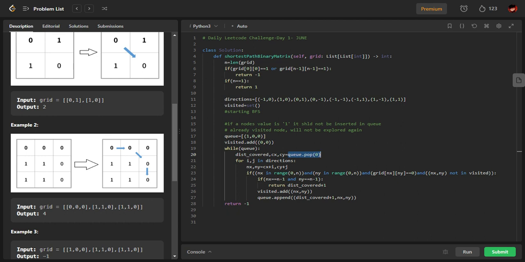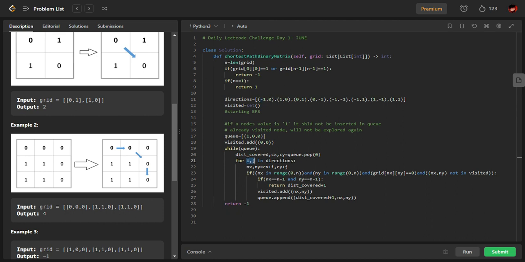See, it has 3 values, and these values will be mapped to these 3 variables. First is the distance covered, then cx, that is the current x, and cy, the current y. Then we will be iterating over the directions. This is the direction set here. Each index has 2 elements, one for x and one for y, so i and j will capture each of these. For example, -1, 0 will be captured through i and j.